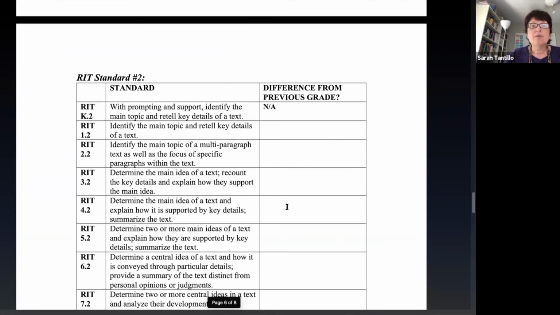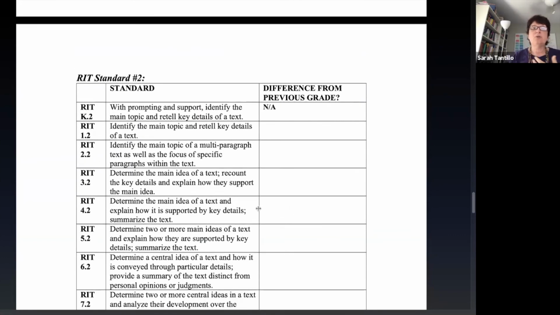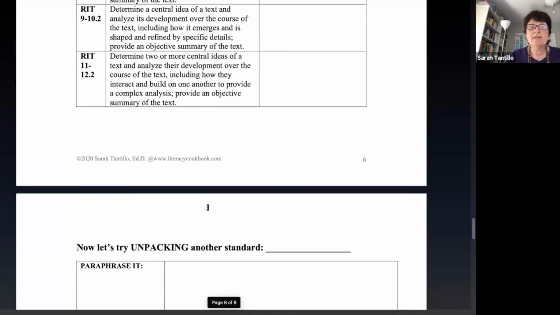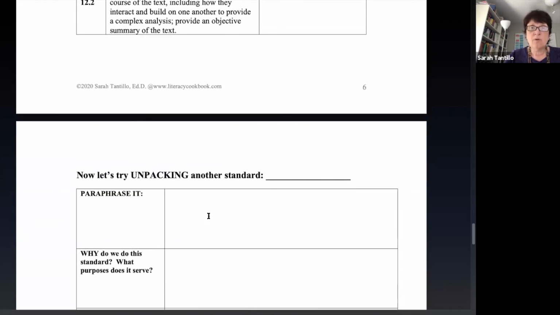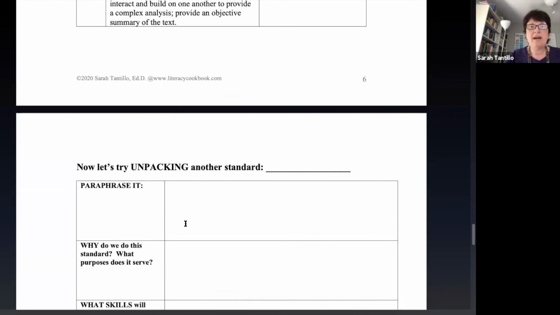All right, great. So take a moment now and look at standard 2. We like to call this the main idea standard. It also deals with summarizing, and argument across a longer text. And again, what I'd like for you to do is analyze the trajectory of this standard all the way from K to 12. Again, if you can do this with a partner, that would be great. And when you're done with that, take the grade level that you work with and go through the unpacking process.